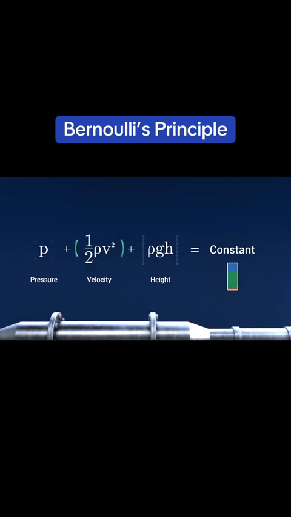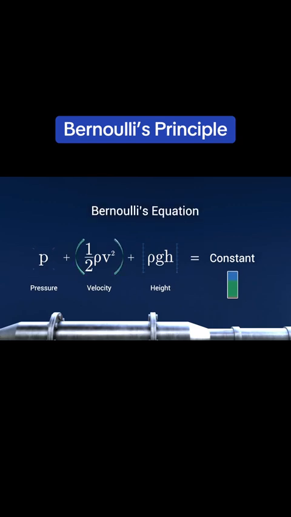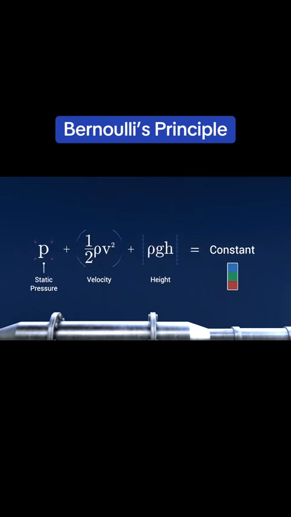Bernoulli expressed this relationship in what's now known as the Bernoulli equation, showing how velocity, pressure, and height energy balance along a streamline. P plus 1/2 ρv² plus ρgh equals constant, where P equals static pressure, ρ equals fluid density, v equals fluid velocity, g equals gravity, h equals height above reference. This is the Bernoulli equation, the foundation of fluid mechanics. Each term represents mechanical energy per unit volume of the flowing fluid.